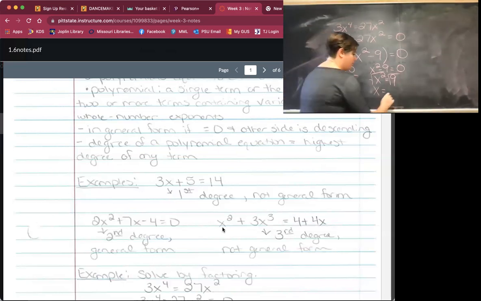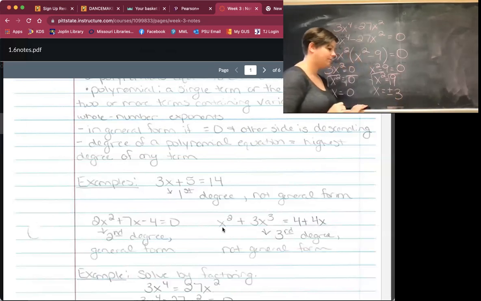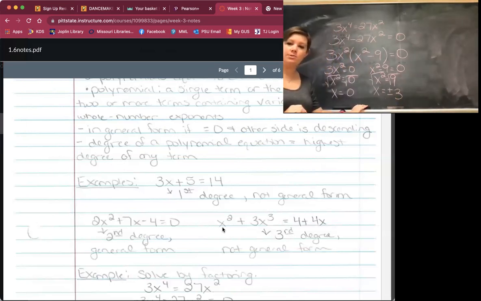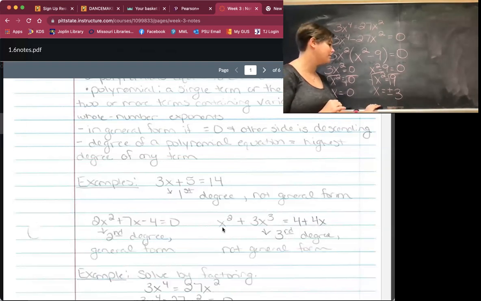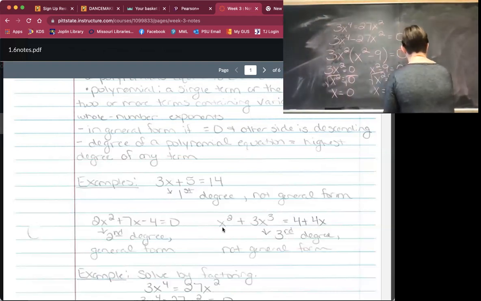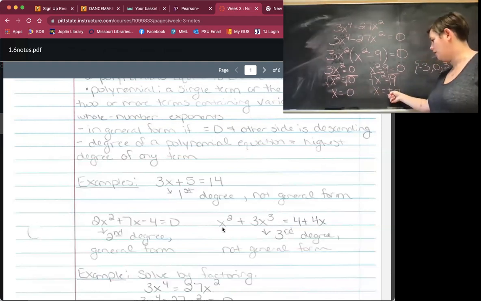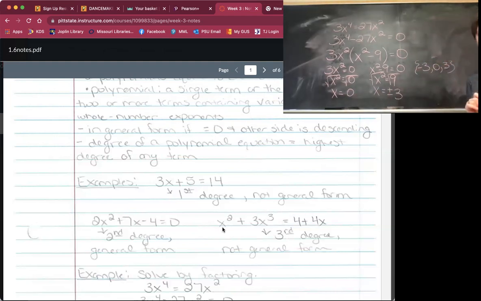Because when you take the square root of 9, you get plus or minus 3. Because 3 times 3 gives you positive 9, and negative 3 times negative 3 also gives you positive 9. So for this problem, our solution set would be negative 3, 0, and 3. Those are the three solutions that we got. We got 0, negative 3, and positive 3.